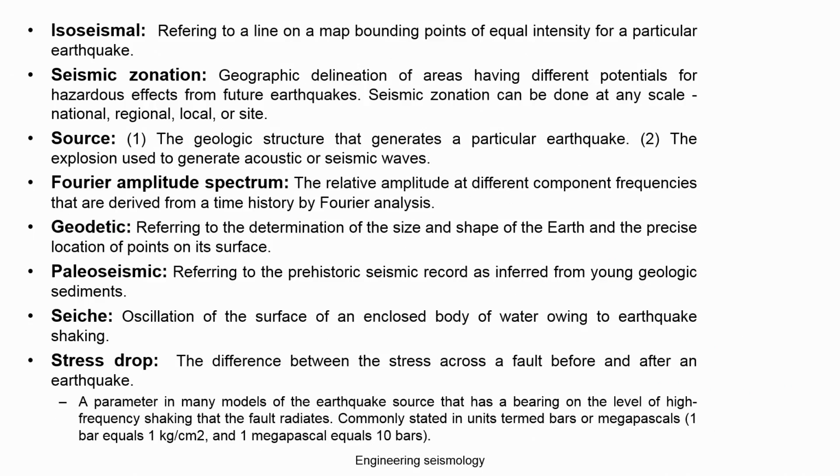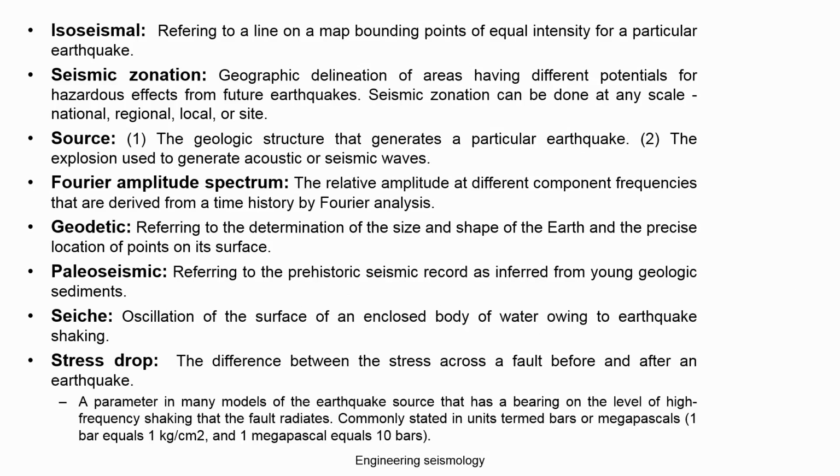So, isoseismal refers to the line on a map bounding points of equal intensity for a particular earthquake. If we connect all the points of equal intensity for a particular earthquake, that is called an isoseismal. The mapping of all intensity isoseismal lines is called an isoseismal map or intensity map.